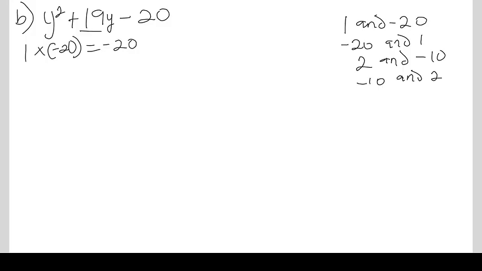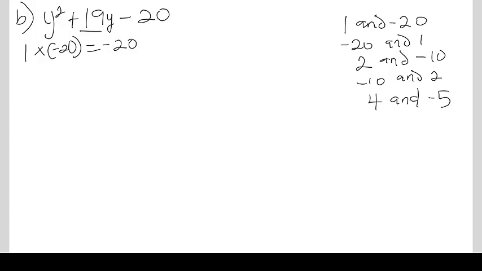And of course, I can still use 4 and 5. I can say 4 times minus 5. Okay, let me use and. 4 and minus 5.